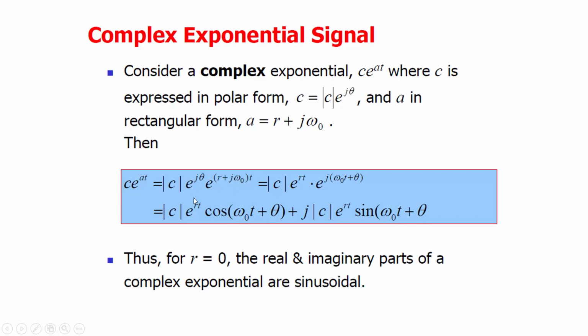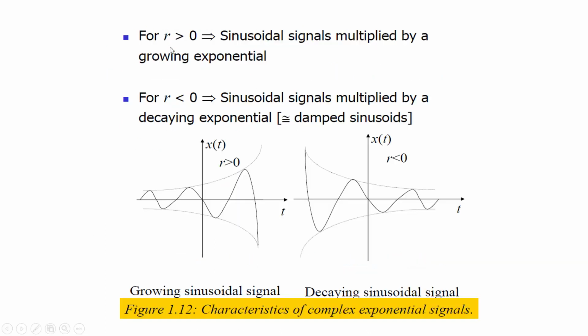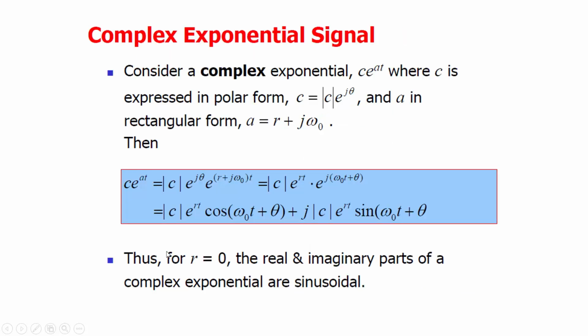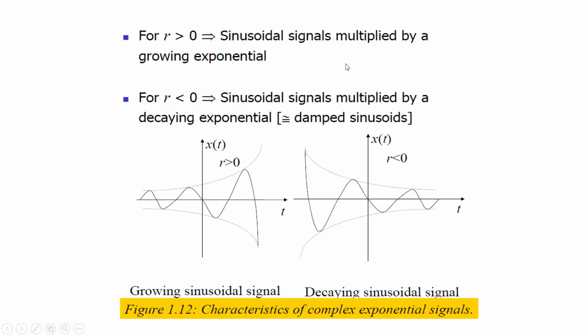But we see that for r equal to 0, the real and imaginary parts of a complex exponential are sinusoidal, because when r becomes 0, this factor will go to 1. Similarly, for this factor, when r is 0, it will go to 1, and the two terms become sinusoidal. So when r is 0, these will become pure sinusoids. When r is greater than 0, sinusoidal signals will be multiplied by a growing exponential like this. And when r is less than 0, sinusoidal signals will be multiplied by a decaying exponential like this. Clear?